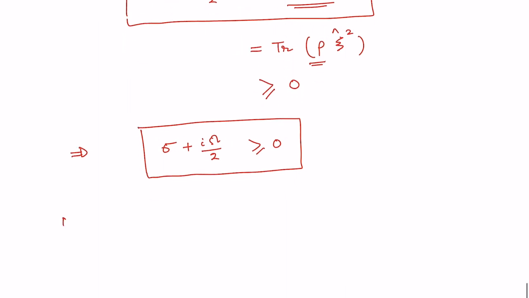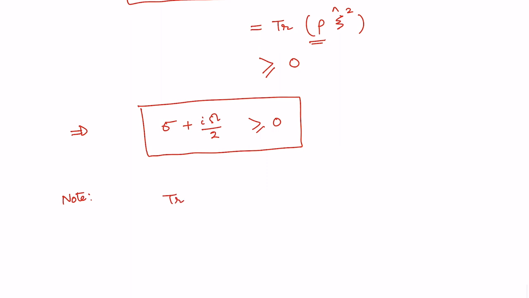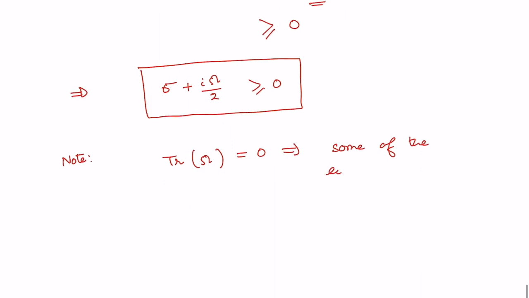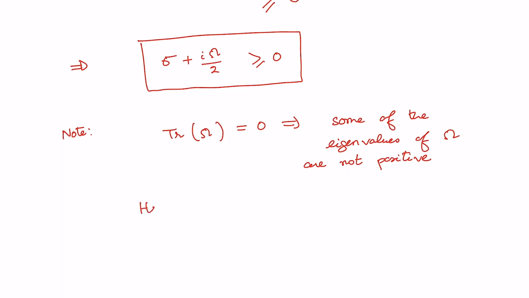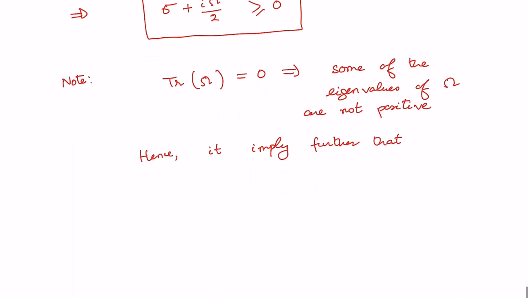Now you have to note that the trace of Ω is equal to 0, and this implies that the sum of the eigenvalues of the capital Ω is zero. That's why you are getting the traces coming out to be 0. Hence, what I can conclude, it implies further that this covariance matrix or correlation matrix has to be positive, its eigenvalues have to be positive. So σ should be greater than 0. Its eigenvalues have to be always positive.